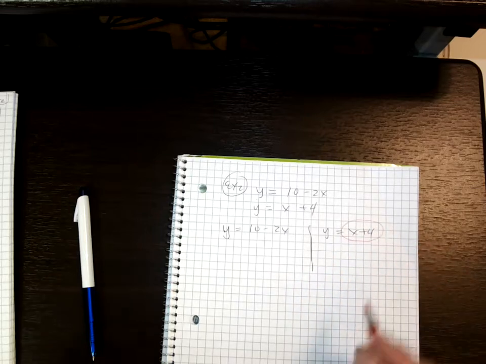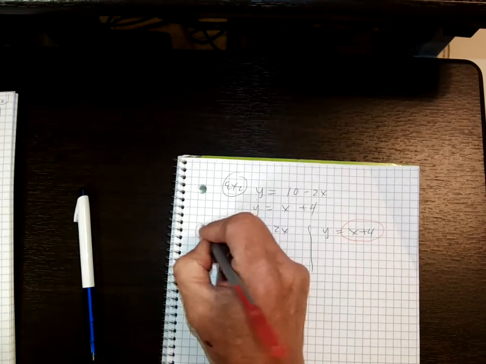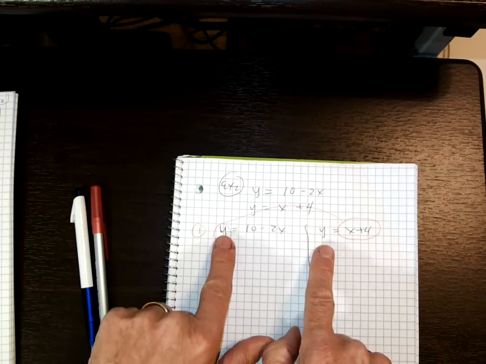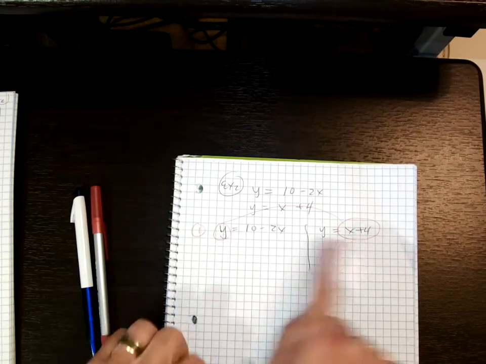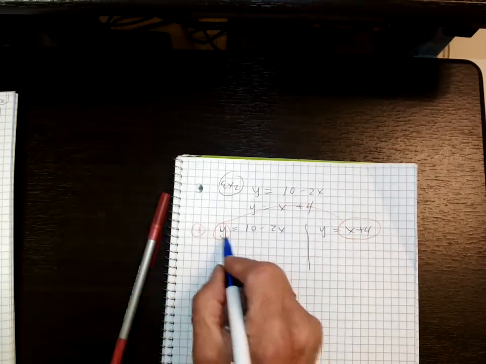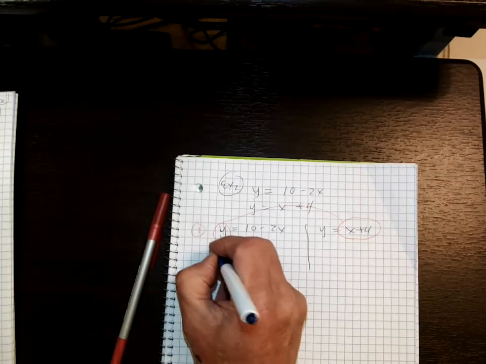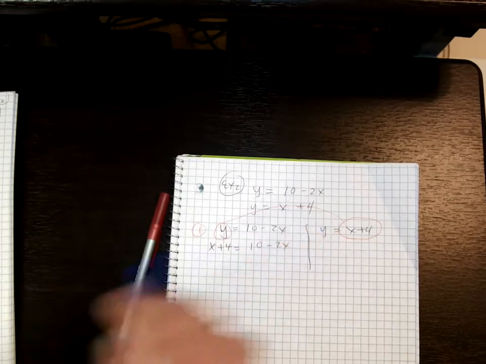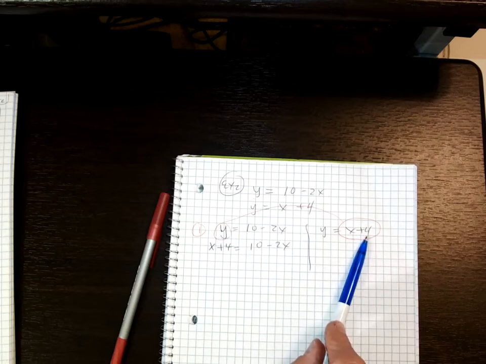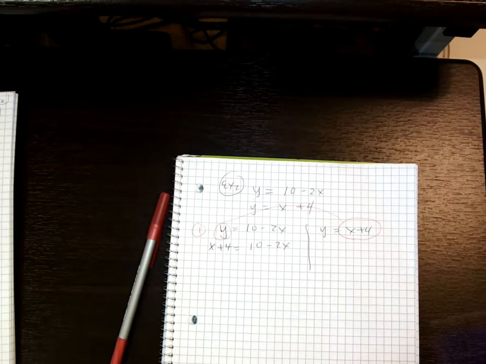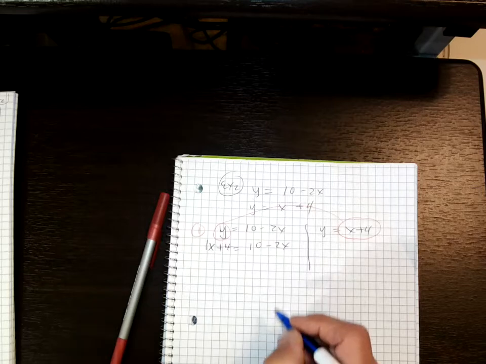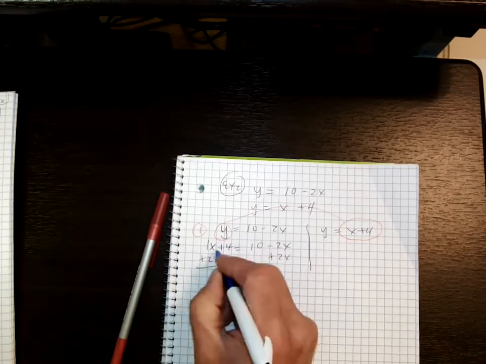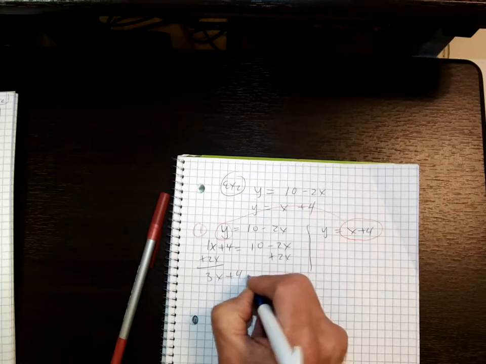instead of writing y in equation 1, let's just put this x plus 4 in its place. Since y is equal to x plus 4, instead of writing y, I'll write x plus 4. So I will rewrite this: x plus 4 equals 10 minus 2x. So instead of writing y, I wrote what y equals, and that was the x plus 4. Now I'm going to solve. So I'll go plus 2x, plus 2x. I'll get 3x plus 4 equals 10.